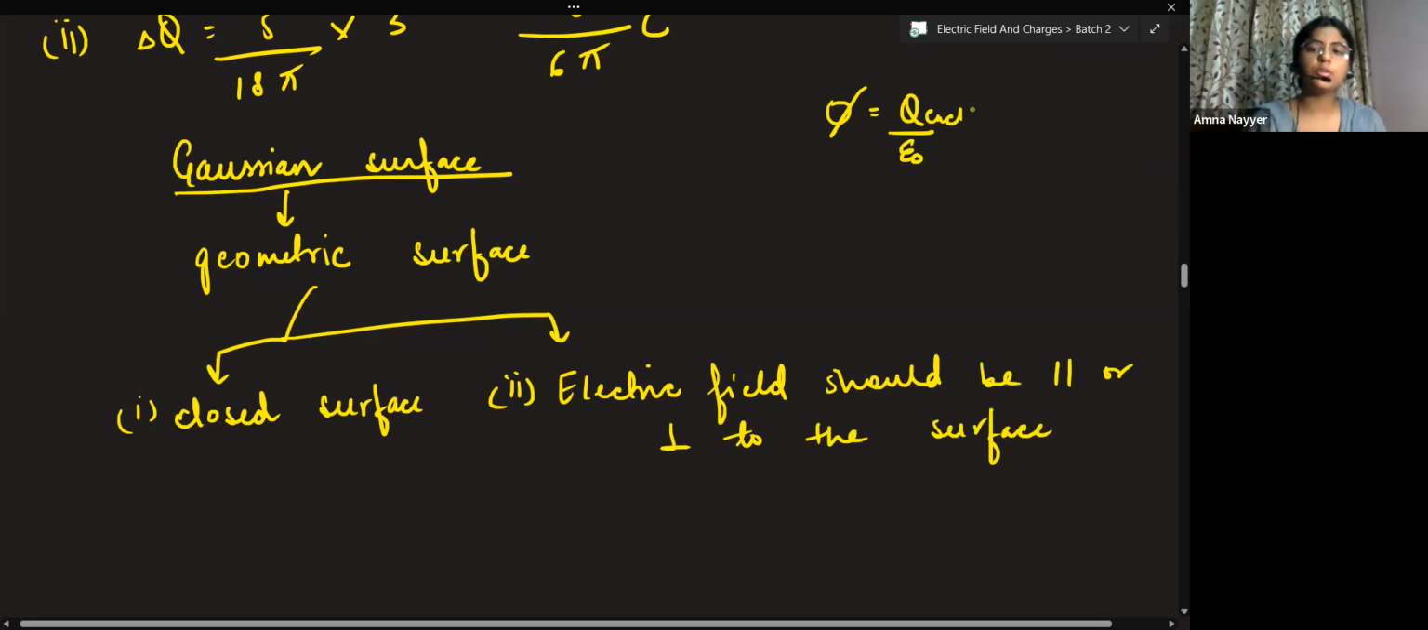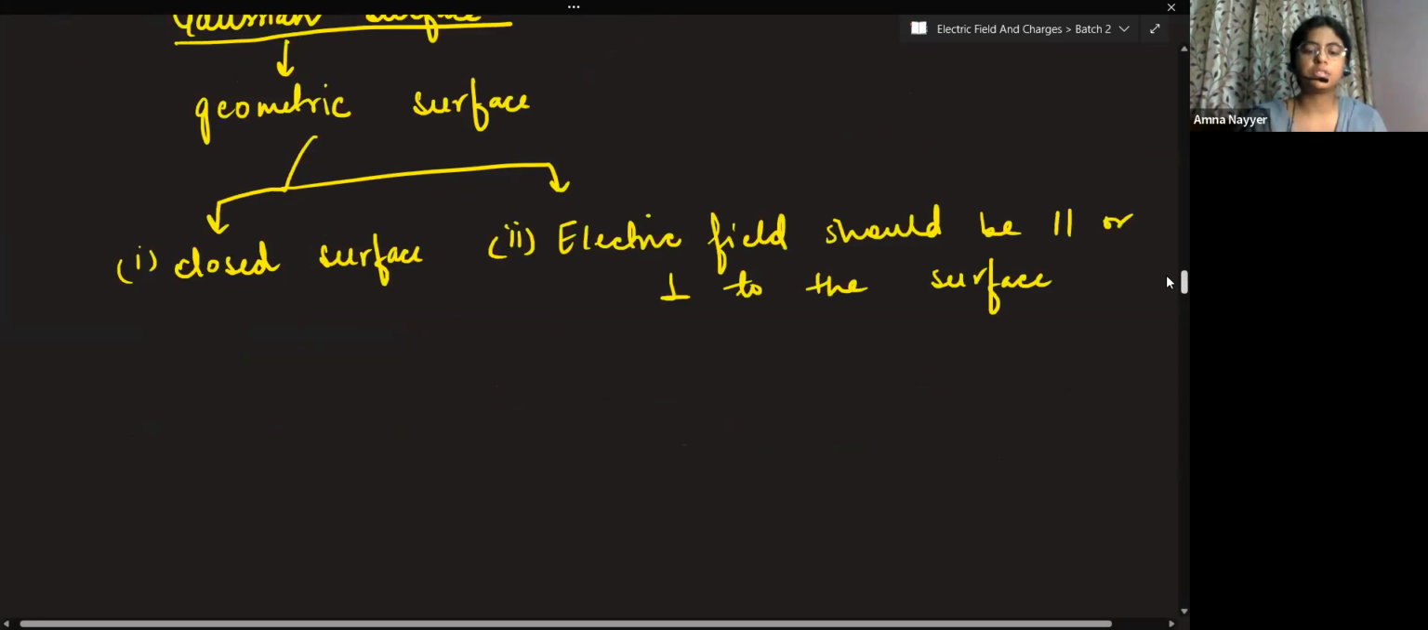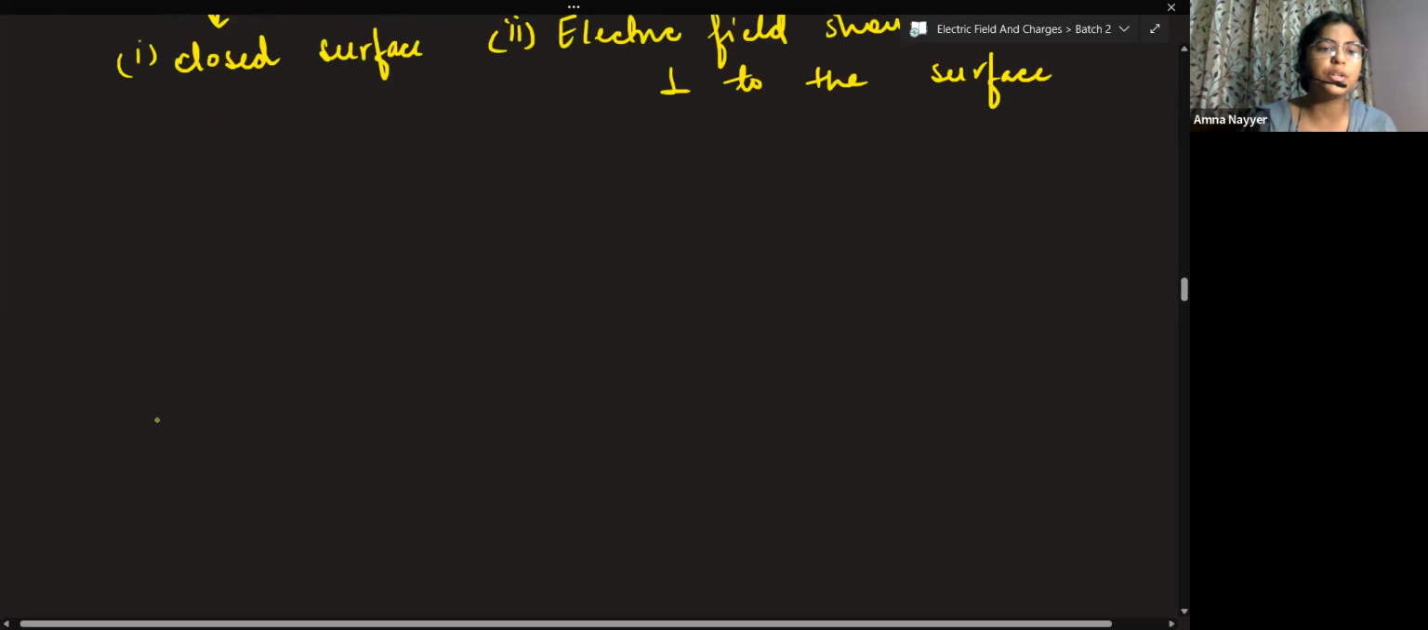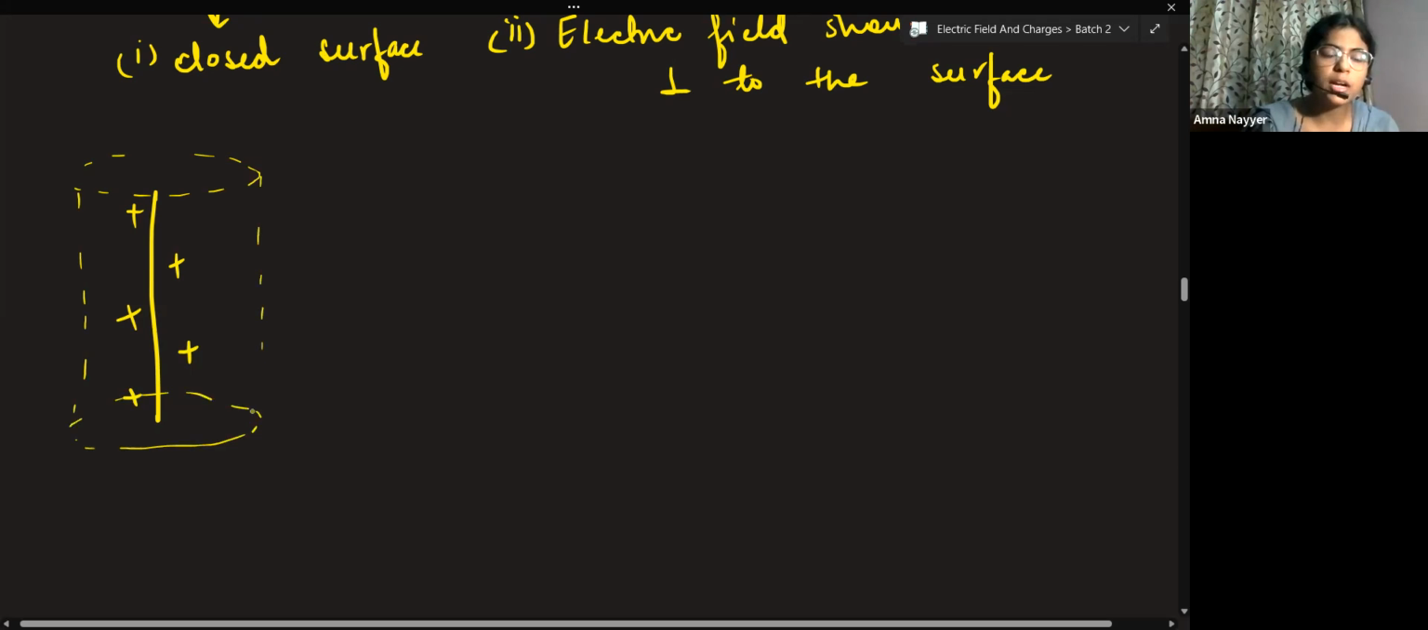So if I give you a wire with the charge distributed in this manner, and I draw a cylinder, these charges are enclosed. Now look at the cylinder. Cylinder is a closed surface. So this will now be the Gaussian surface, an imaginary surface that is drawn to enclose the charge. So for a linear charge distribution, the Gaussian surface is a cylinder.